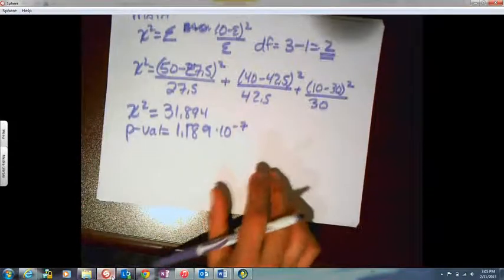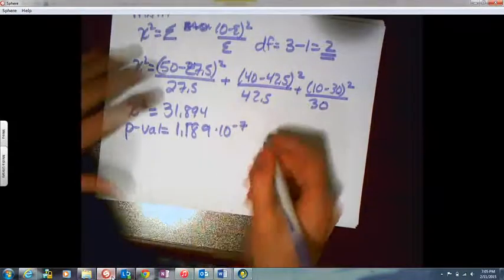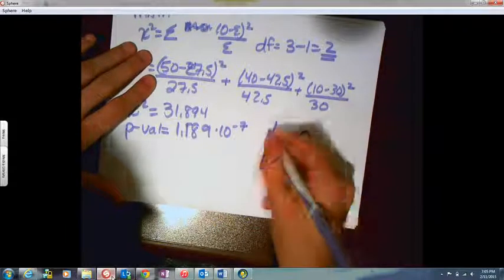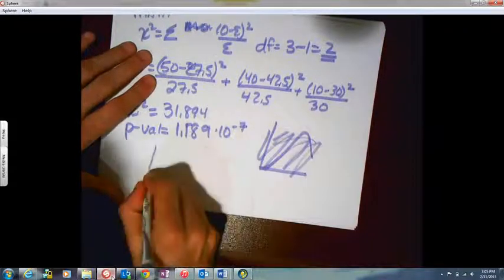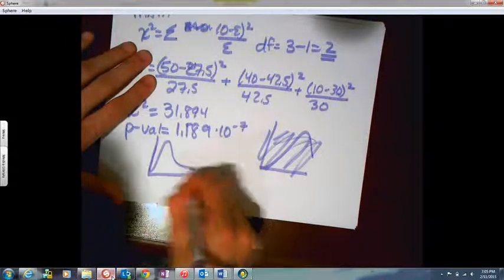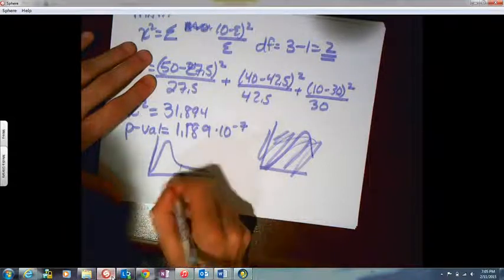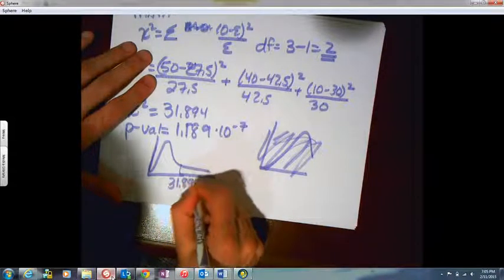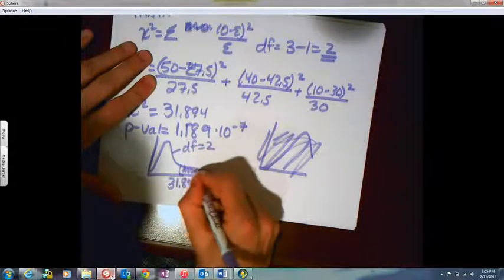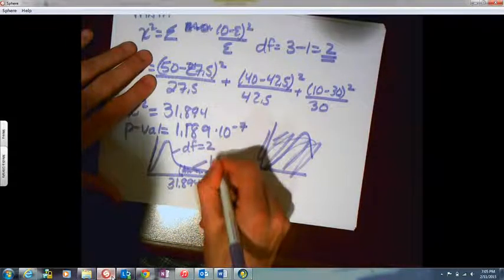Now picture. So you want to come up. This is probably not well drawn. Let's redraw it. Come up and now extend it way out here. Here's 31. You want to write df equals 2. Shade all this in. And this is 1.189 times 10 to the minus 7.